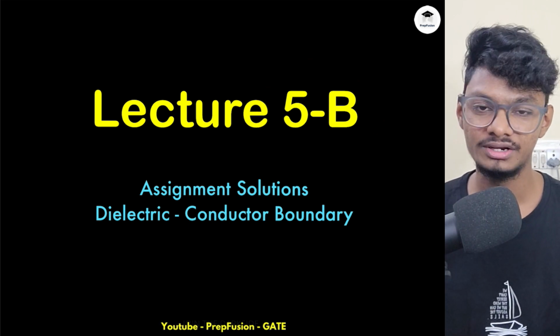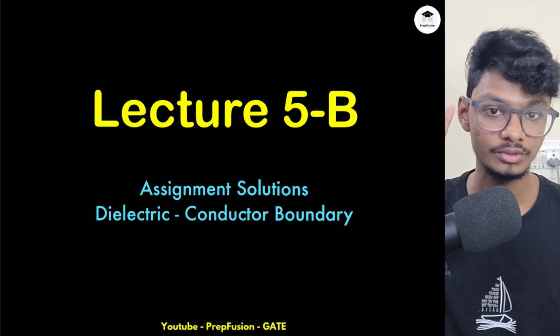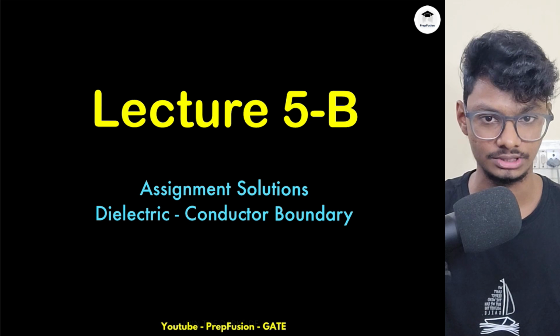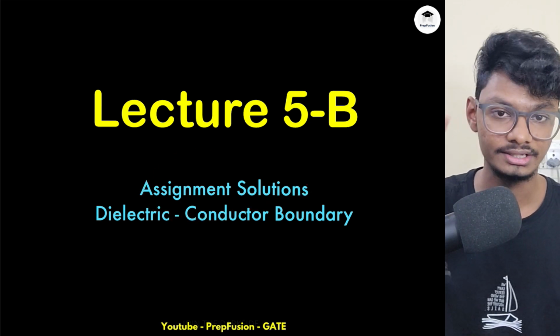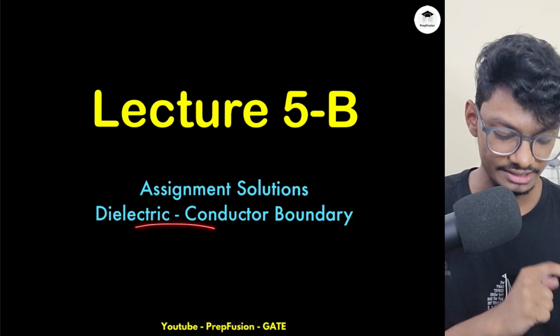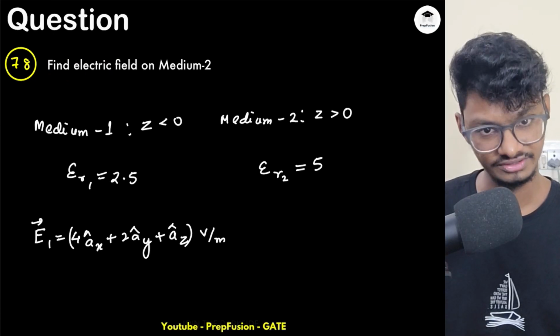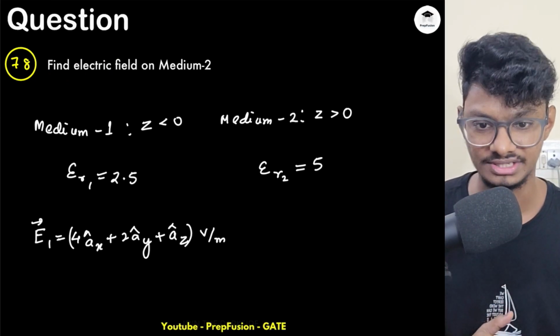In the previous lecture we learned about electric potential energy. Then we learned about boundary conditions between dielectric and dielectric interface. So today we'll mainly do assignment questions on dielectric boundaries, and obviously we'll do the other condition, that is the dielectric conductor boundary. I gave you a simple homework question in the previous lecture, so we'll solve this first and then we'll solve today's lecture's questions as well.